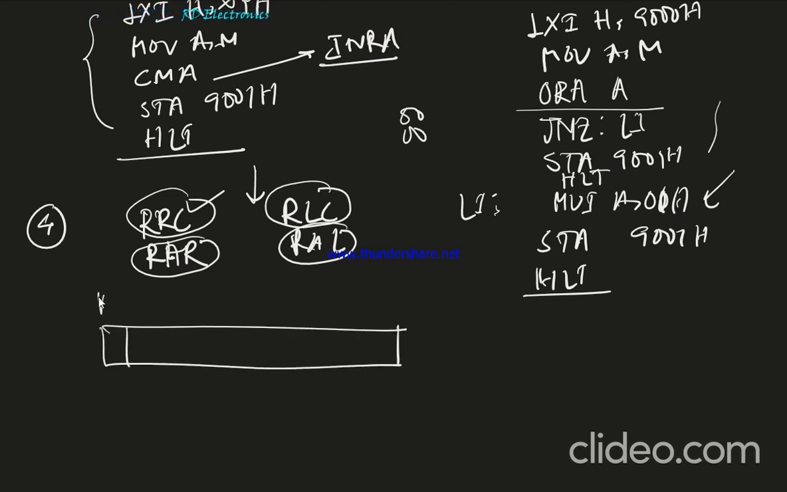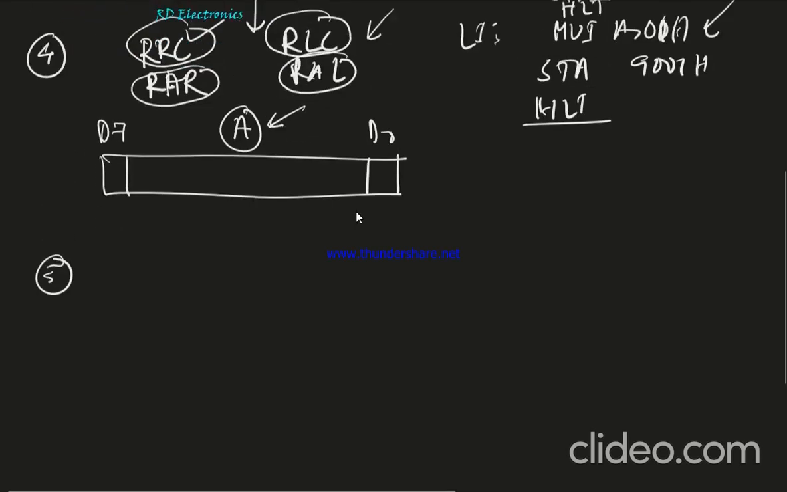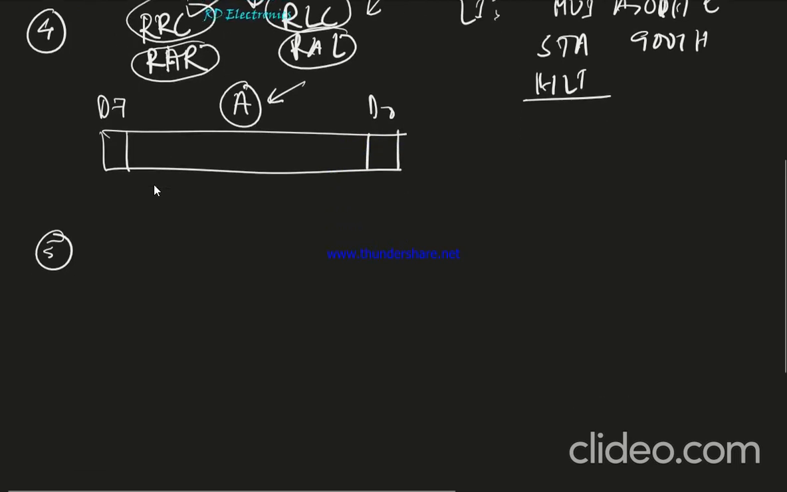In the accumulator bit pattern there is D7 to D0, and one thing should be remembered: these rotate instructions only work when the number is stored in the accumulator, not in B, C, D, or any other register. Rotate accumulator right and left, every instruction has a pair. This is a special instruction. So number 4 is the rotation related instructions.